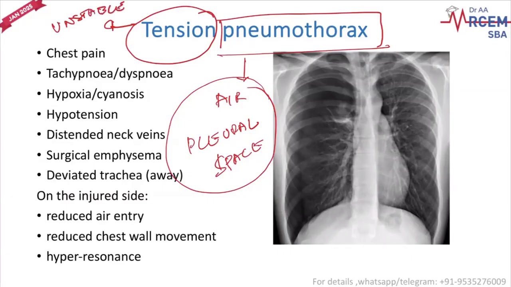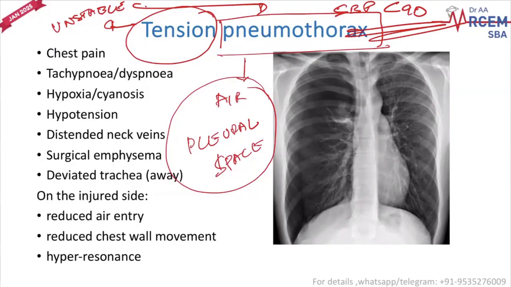When do we call a patient unstable? If the systolic blood pressure is less than 90. If the systolic blood pressure is less than 90 along with the patient having a pneumothorax, you label this pneumothorax as a tension pneumothorax. You do not depend on the radiologist to tell you that it is a tension pneumothorax. No, it is a clinical diagnosis of a tension pneumothorax. There is no role of the radiologist. They shouldn't be commenting whether this pneumothorax is a tension pneumothorax or not.